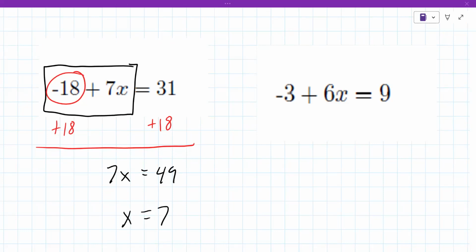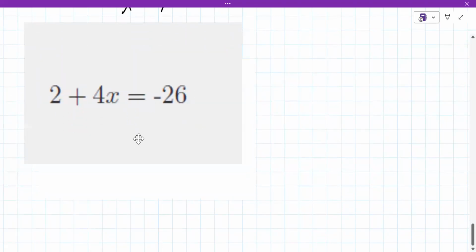Two. Is that your final answer? I think so. Yes. Good. All right, well, I'm just going to throw one out. The key here is to keep looking at the side with the variable, and that's where your focus is.